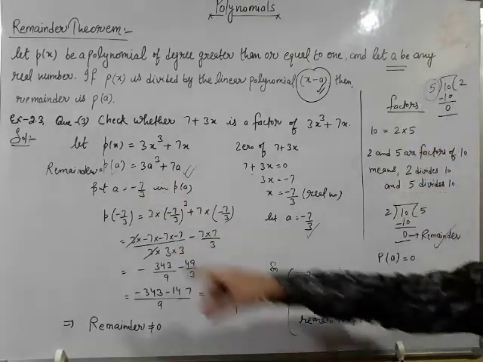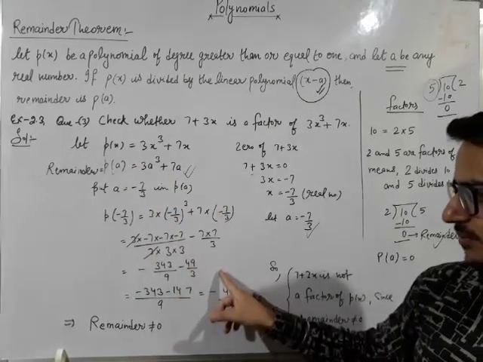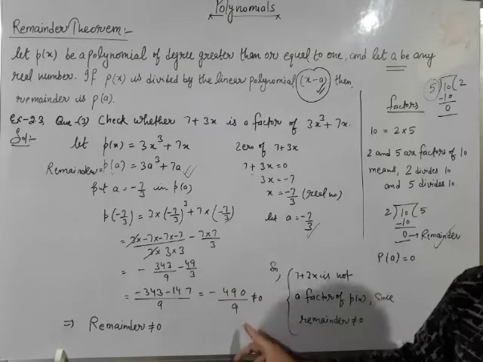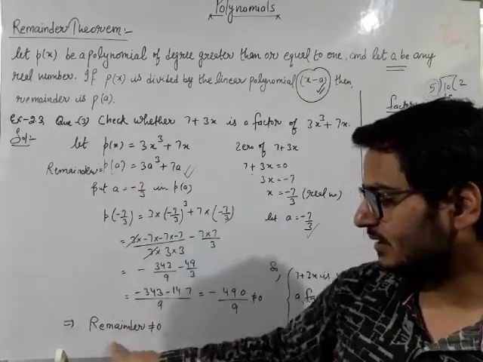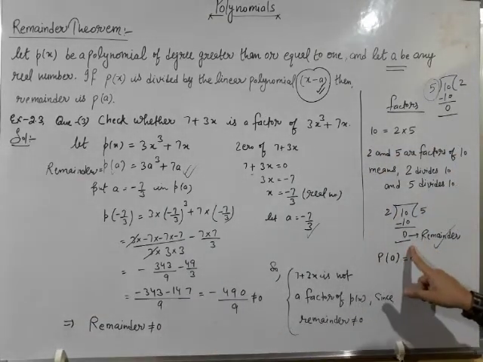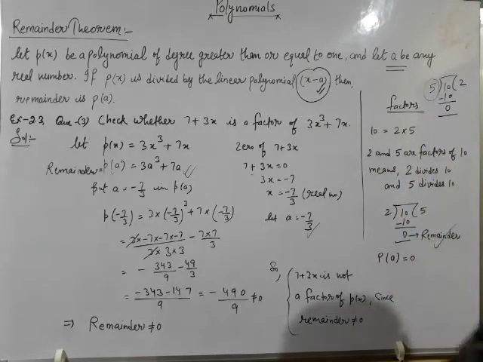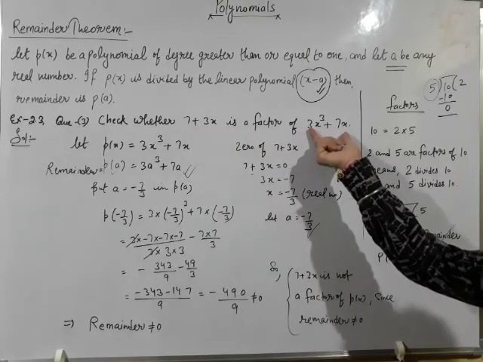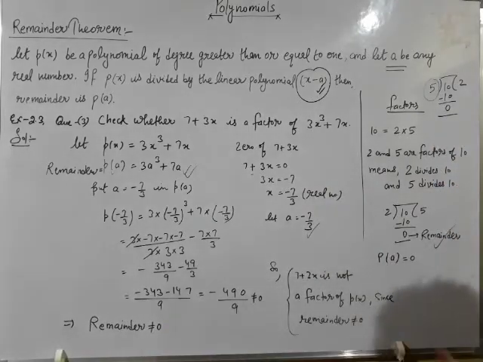After putting a equal to minus 7 by 3 in P(a) and after simplification we get the value minus 490 upon 9, and it is not equal to 0, and P(a) is remainder. Ultimately remainder is not equal to 0, and we know if remainder is not equal to 0 then it cannot be a factor of the given polynomial. Therefore 7 plus 3x is not a factor of the given polynomial 3x cube plus 7x because remainder is not equal to 0.